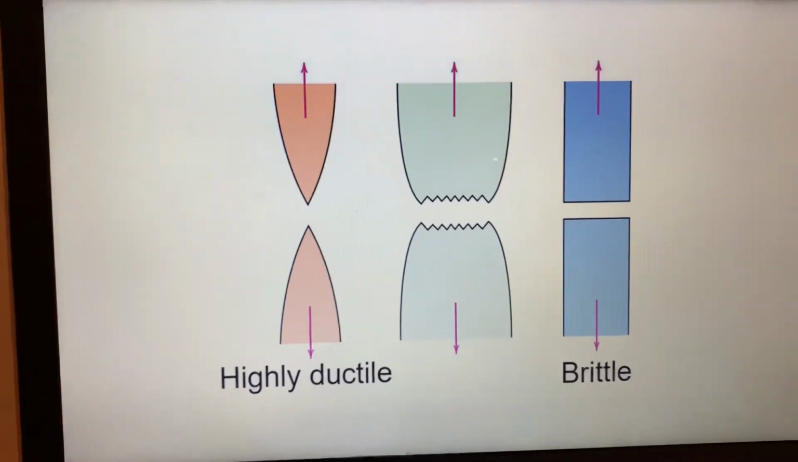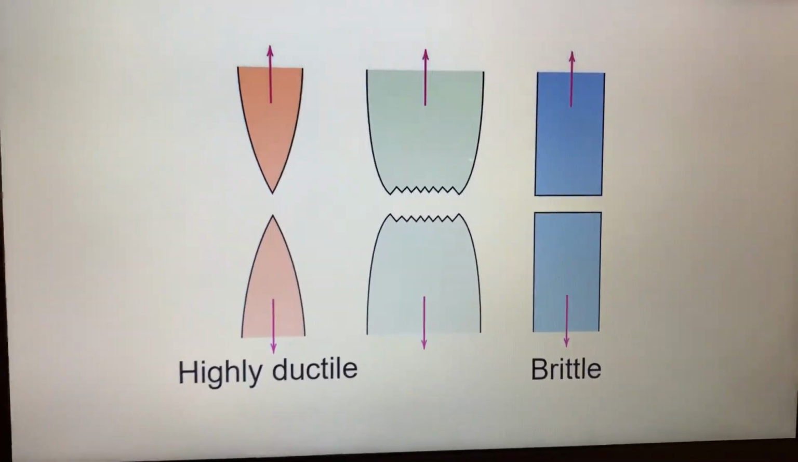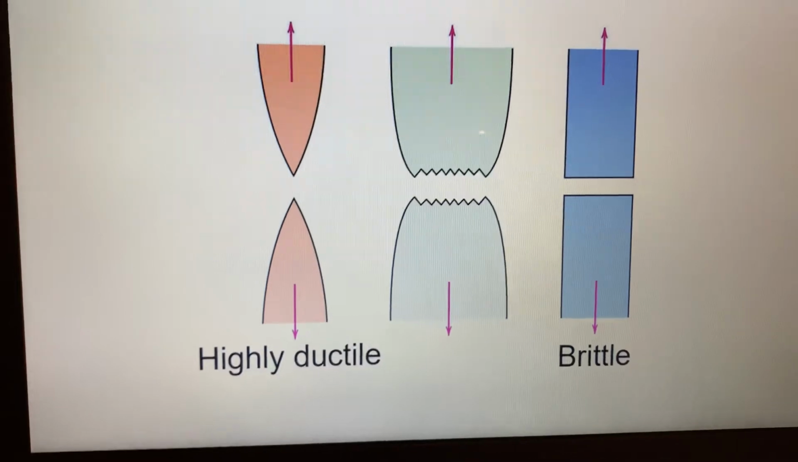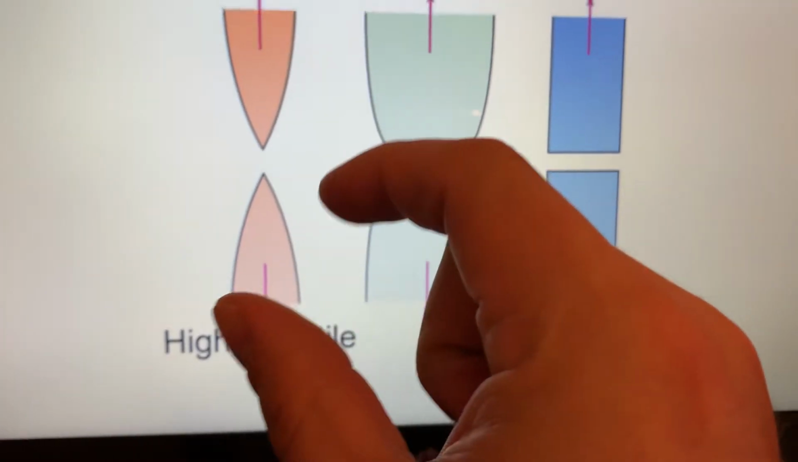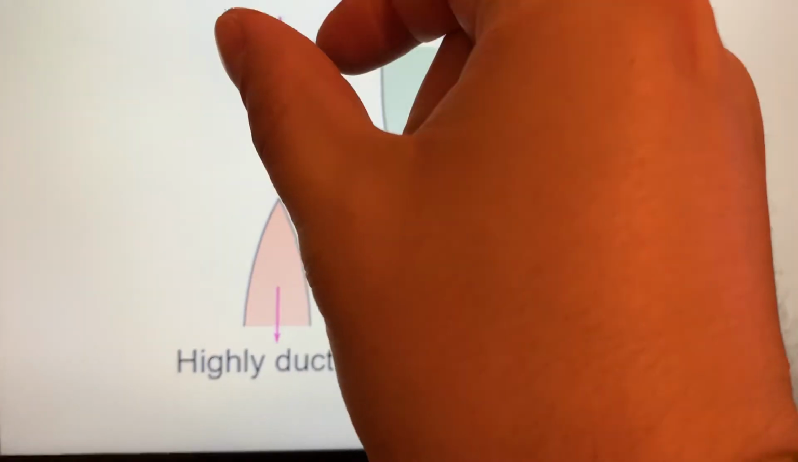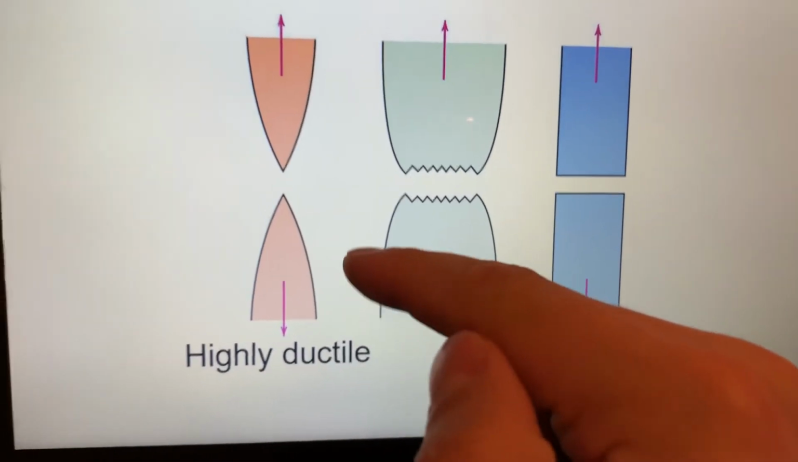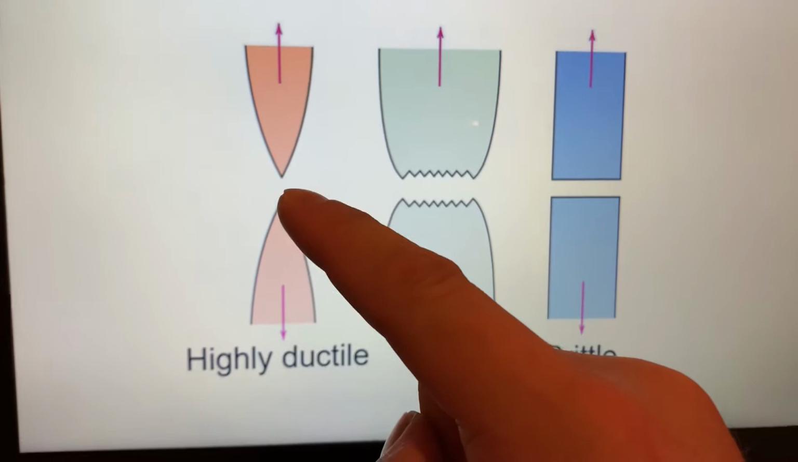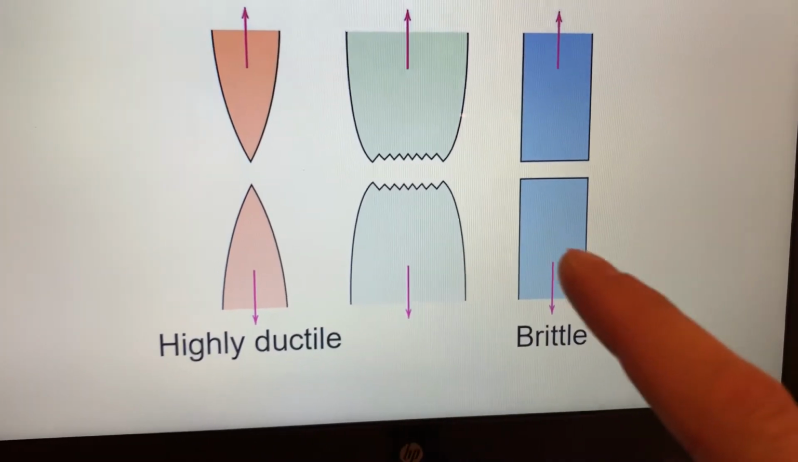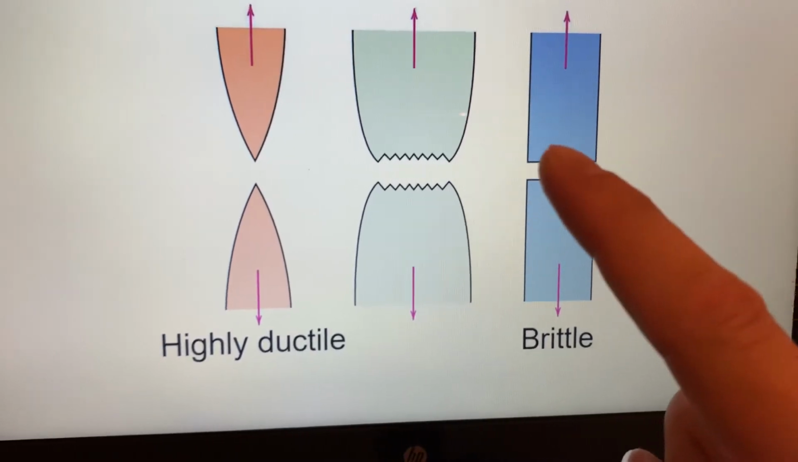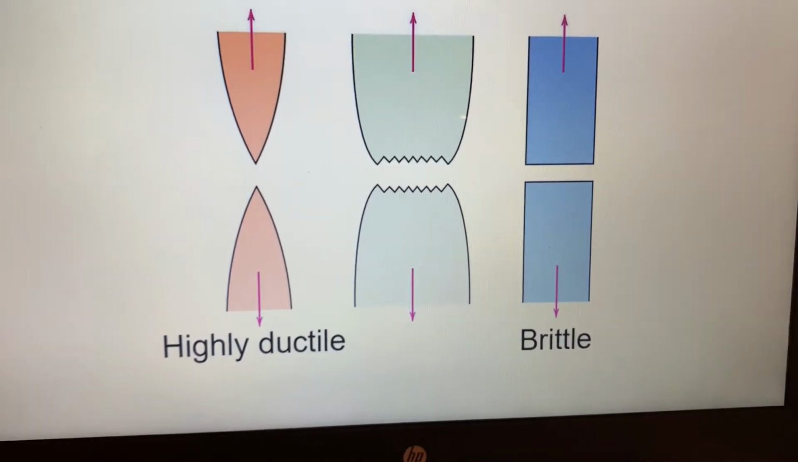So to illustrate that, we have a highly ductile material here. You can see it originally started as a cylinder like this, but the deformation caused it to yield and then eventually fractured. And then with the very brittle material, it didn't yield at all. It still got its original shape, but it fractures.